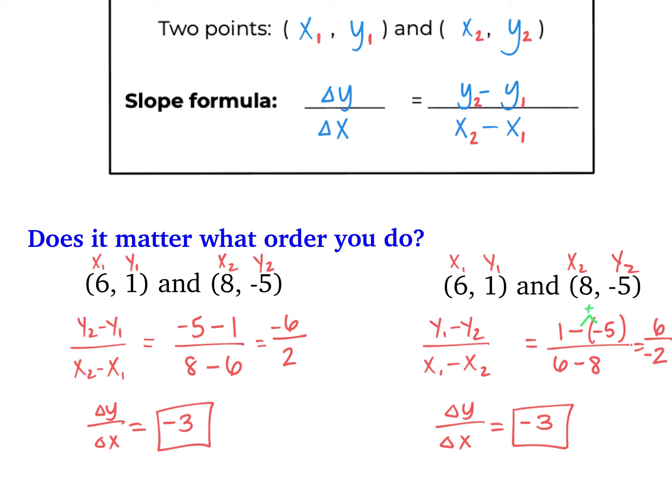So here's what does matter: consistency. The fact that my two starting numbers came from the same point is crucial. No matter what point you choose to use first, you have to use it first for both your y's and your x's. So what I mean by that is I couldn't pick this y value to use first, but this x value to use first. So whichever point you use first, keep that consistent for both your y's and x's.